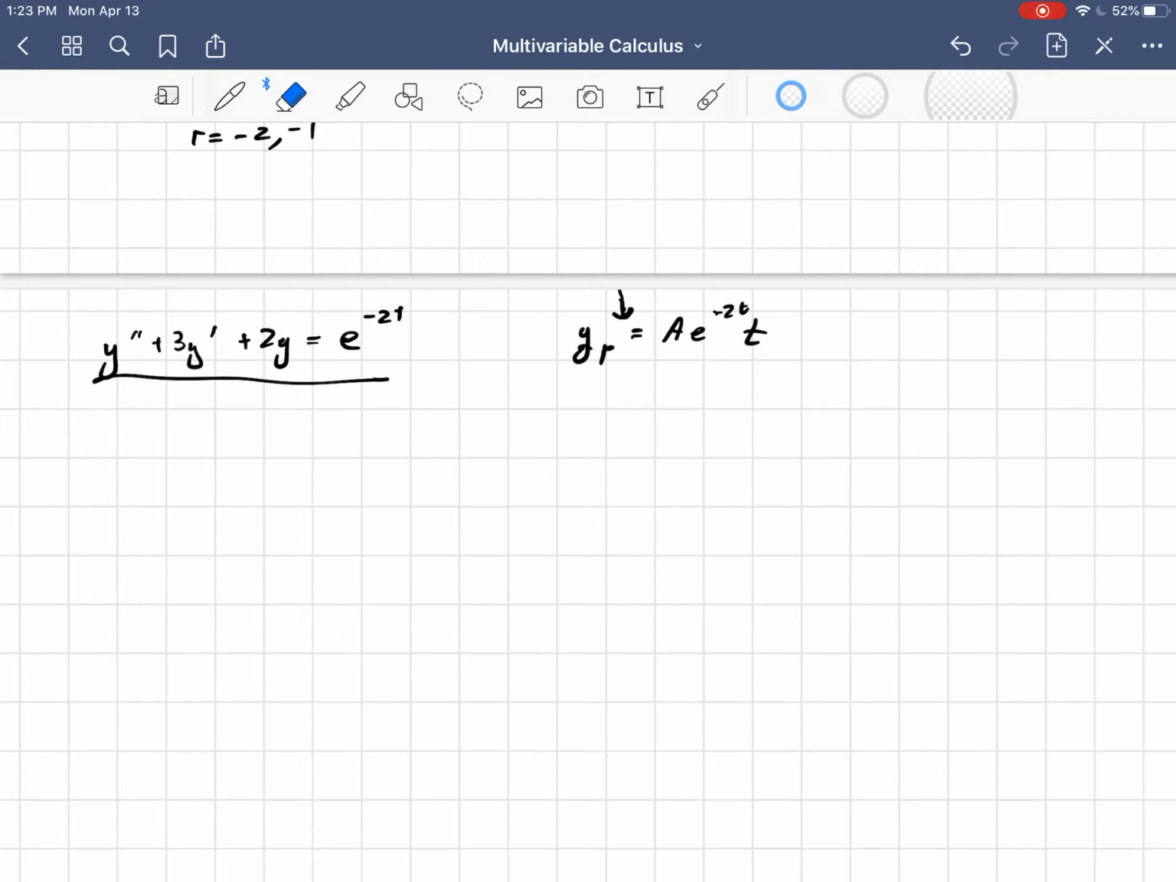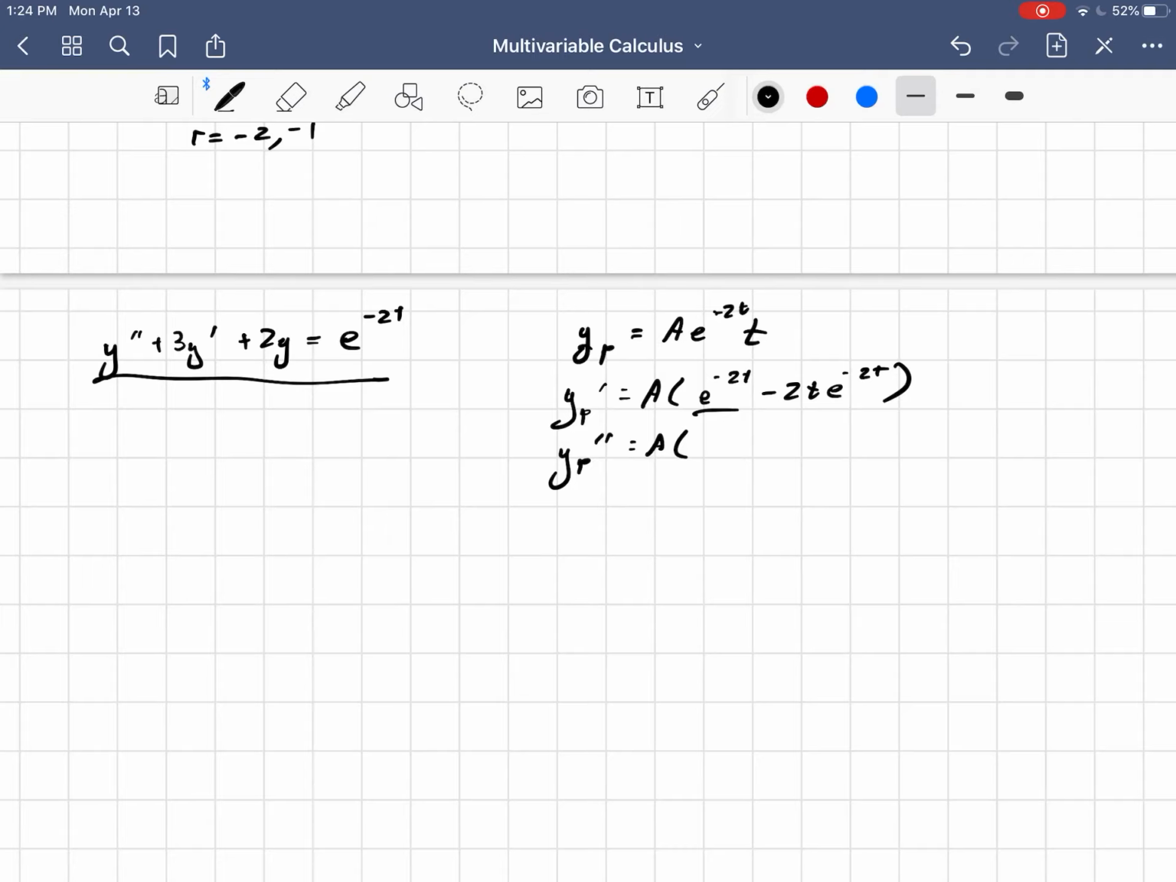Now, solving this differential equation is a little more tedious. It's very much the same process, but the thing that stinks is that now you have the product rule to deal with. So y sub p prime is a times e to the negative 2t minus 2t e to the negative 2t. That's y prime, and y double prime is a times, now I differentiate, minus 2e to the minus 2t, and we have a minus 2e to the minus 2t plus 4t e to the minus 2t.